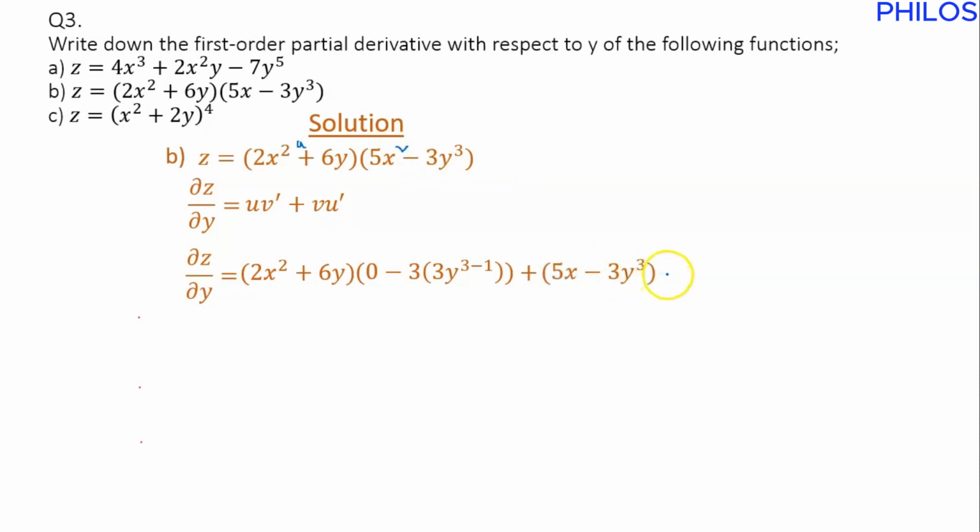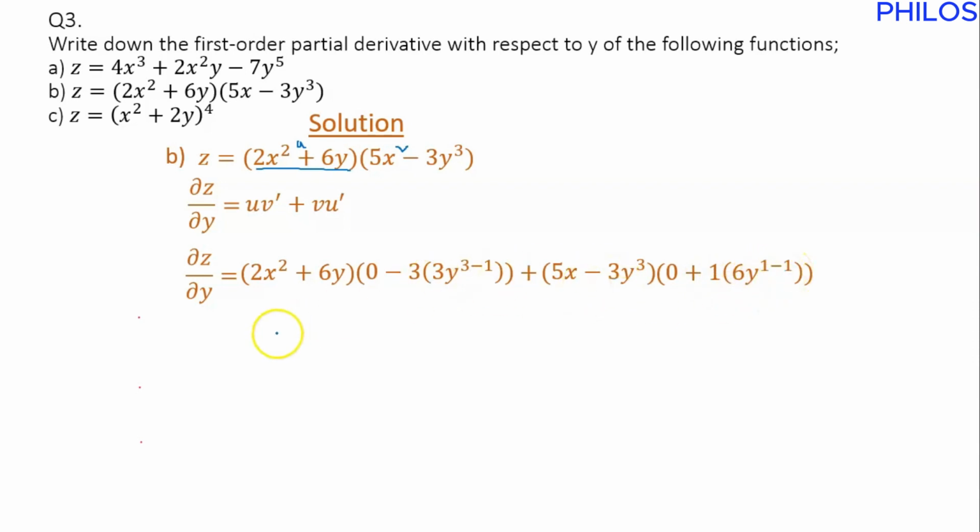And multiply it by u prime. U prime means we should differentiate u also with respect to y. So to differentiate u with respect to y, since the whole thing here is u, the first term doesn't contain y, so it will be 0. But the second term has a y, and y is exponent 1. When we multiply the whole thing by 1 and subtract 1 from the exponent, we write it as 0 plus, within the bracket, 1 multiplying 6y exponent 1 minus 1.